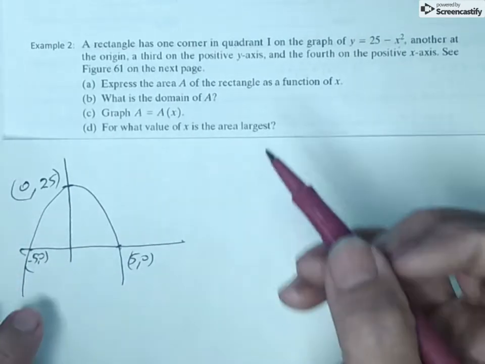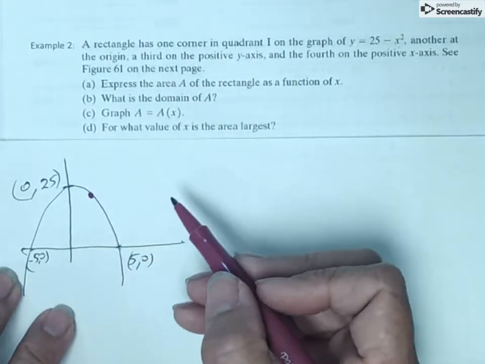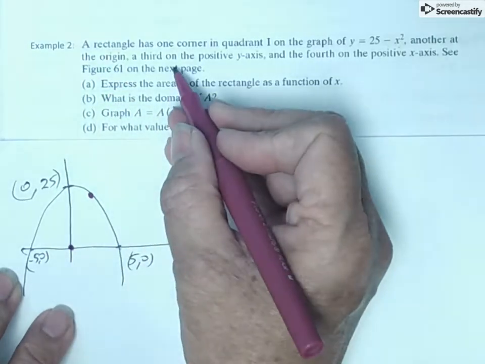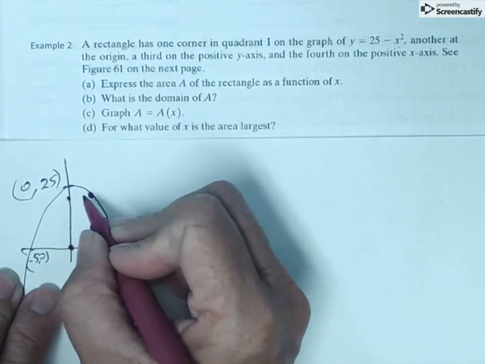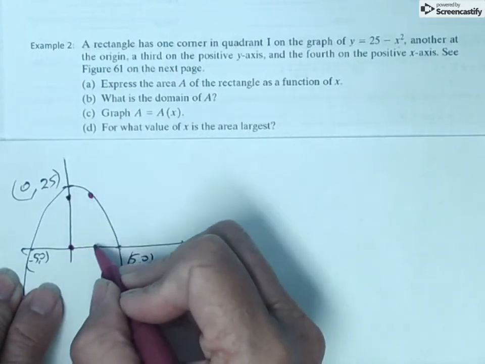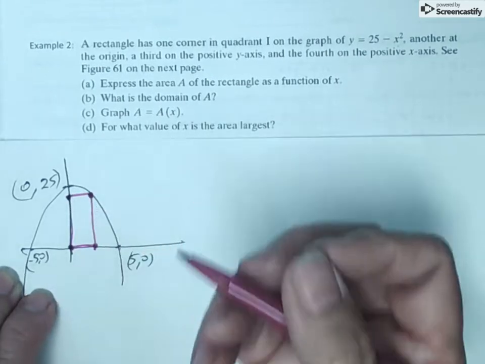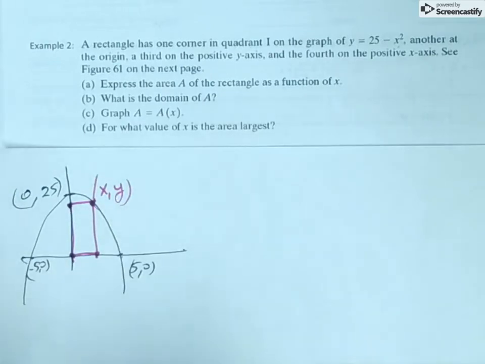And what do we know about a rectangle? One corner is on this parabola. Another is at the origin. A third is on the positive y-axis. Okay, if it's a rectangle, it's got to be right up here, and on the x. So here is my rectangle. This is just some point x and y. We don't know the specifics yet.